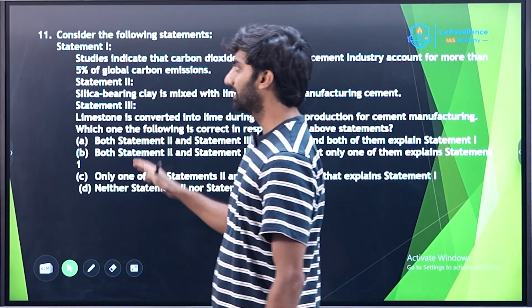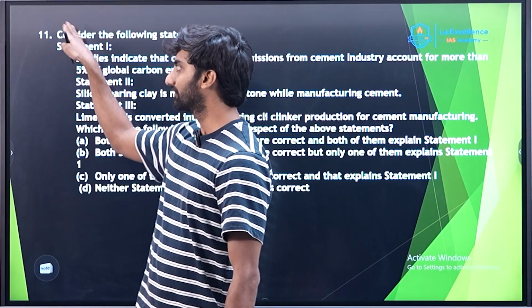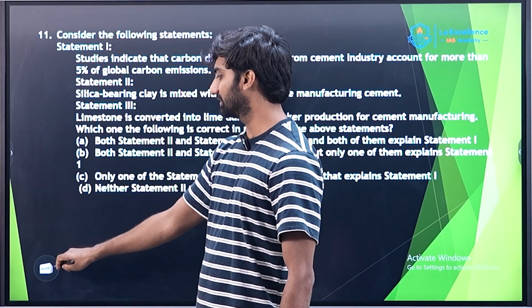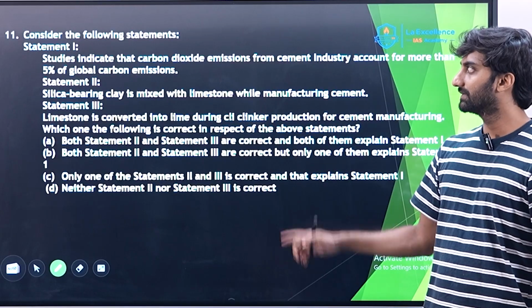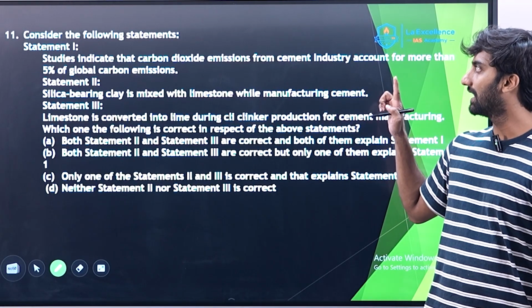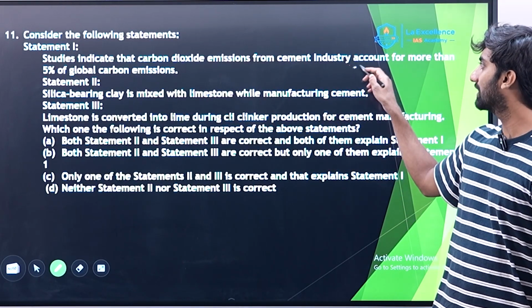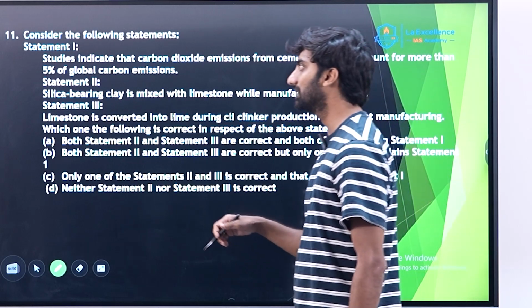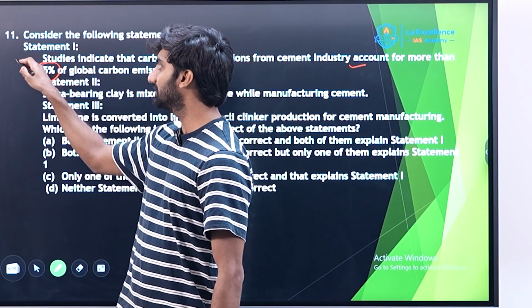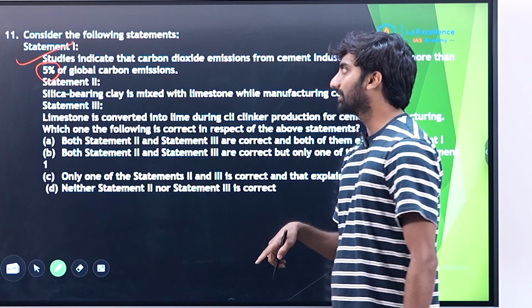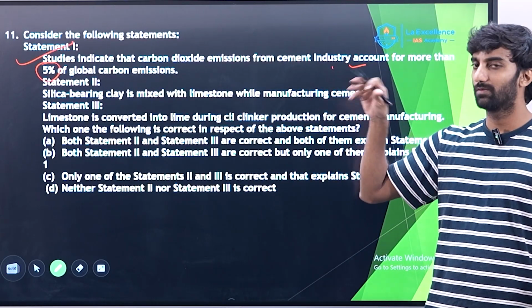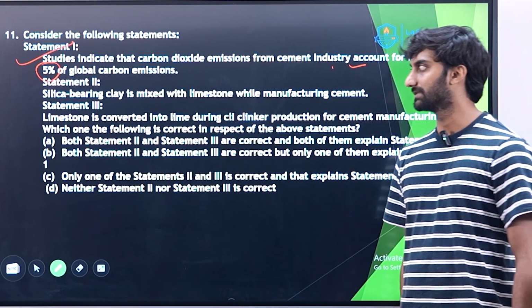So in paper part B, we are seeing question 11, the first question in environment. He is giving us 3 statements. Statement 1: studies indicate that carbon dioxide emissions from the cement industry account for more than 5% of global carbon emissions. So this is a factual statement. This statement is true. Amongst all carbon emissions, the cement industry is contributing 5% of emissions.